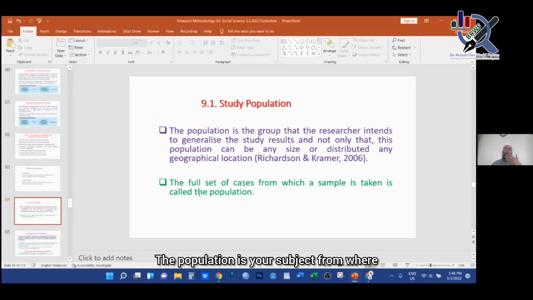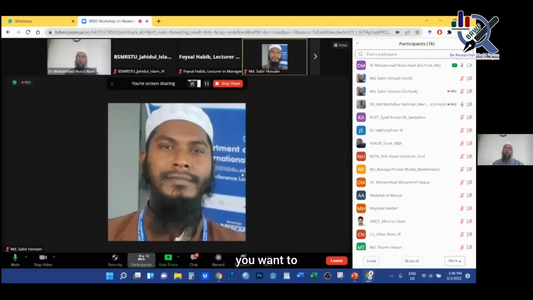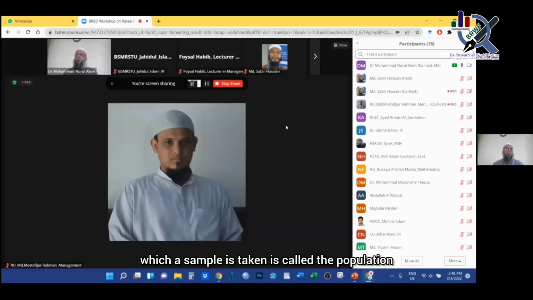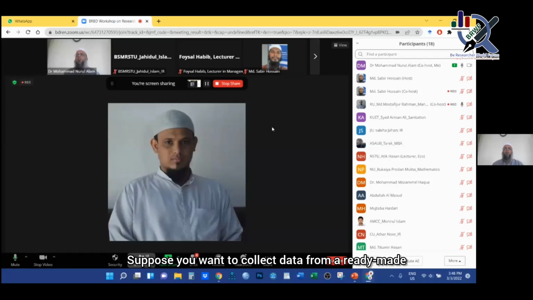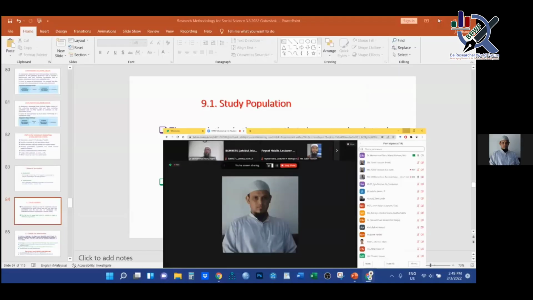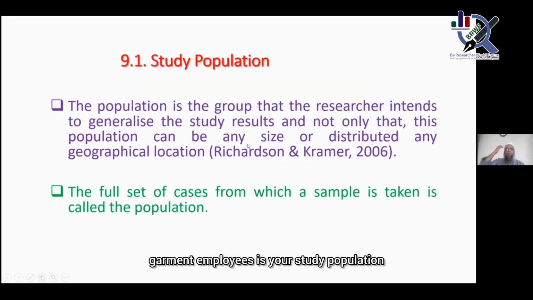The population is the subject from where you want to collect your data, your sample. The full set of cases from which a sample is taken is called the population. Full set. Suppose you want to collect data from the ready-made garment industry of Bangladesh. So all garment workers of Bangladesh is your population. Suppose garment workers in Tongi. So Tongi's garment employees is your study population.